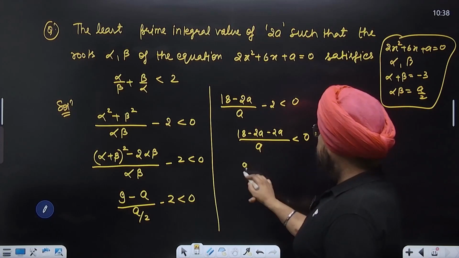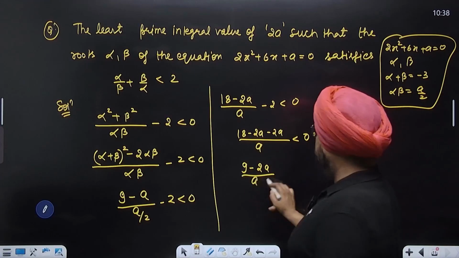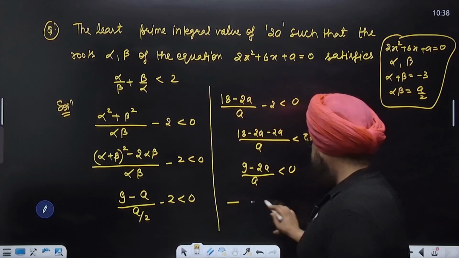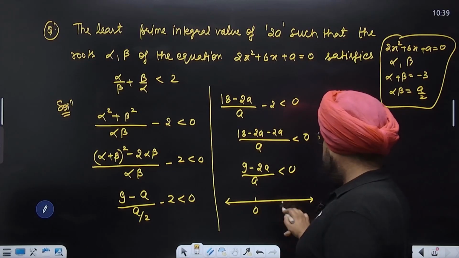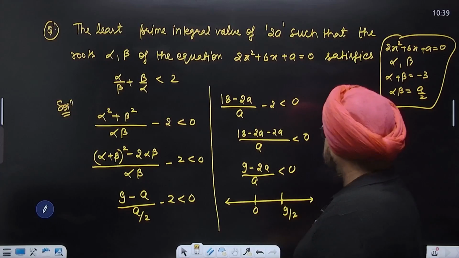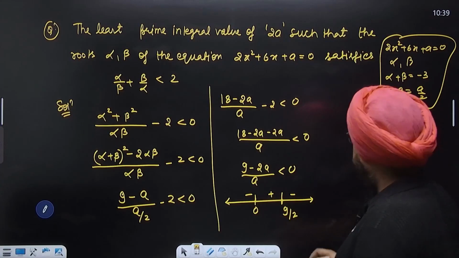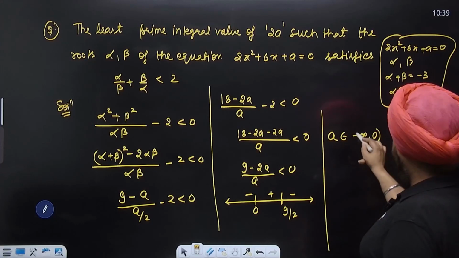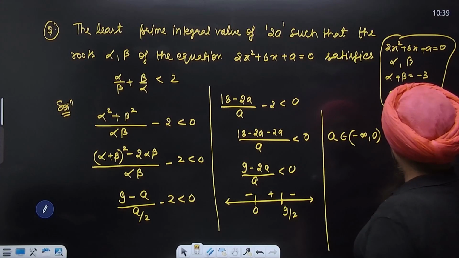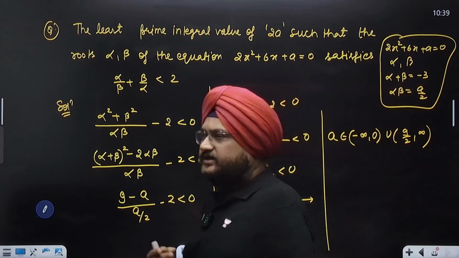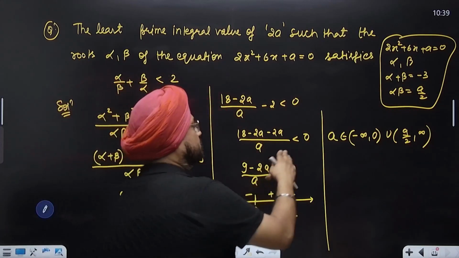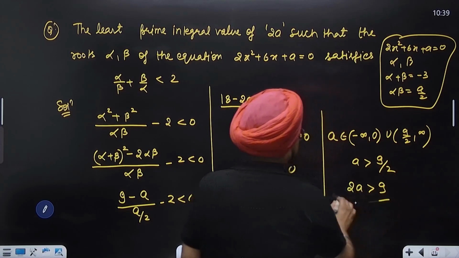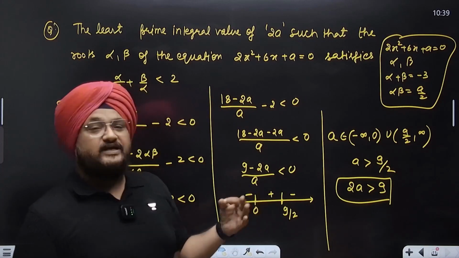Take common 2. 9 minus 2a upon a is less than 0. Now we will solve this inequality using the wavy curve method. Minus plus minus. For less than 0, the value of a will be minus infinity to 0 union 9 by 2 to infinity. We are only interested in prime values, so prime values are positive. So a is greater than 9 by 2 only. 2a is greater than 9. So we have found that 2a should be greater than 9.